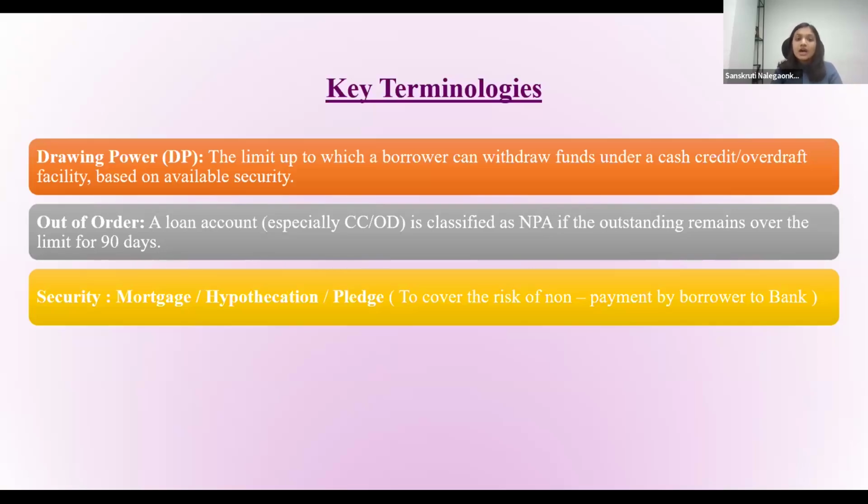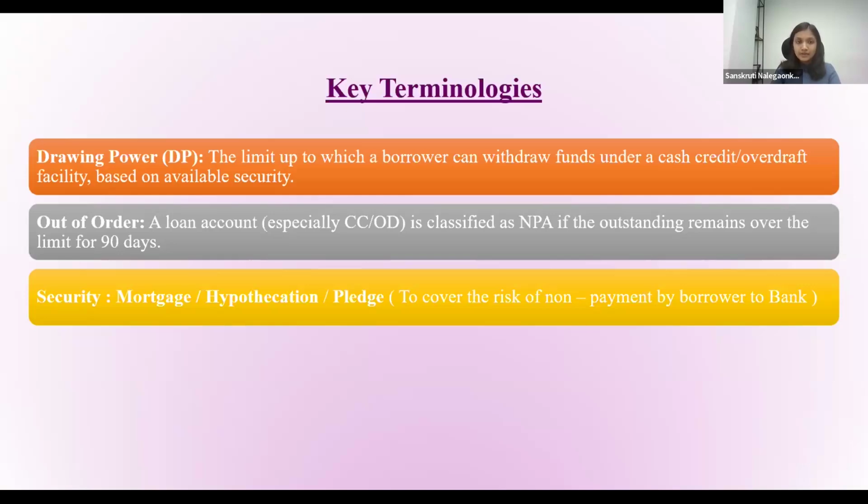Next is pledge. When a borrower physically hands over movable assets like gold, shares, or goods to the lender as security, it is called a pledge. The bank holds the asset and its documents until the borrower repays the loan. For instance, a person takes a gold loan and pledges gold jewelry to the bank, which keeps the gold until the loan is cleared.